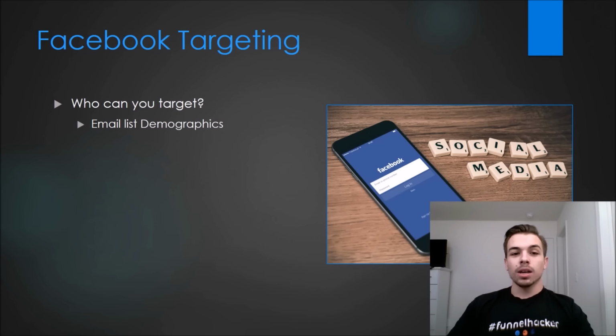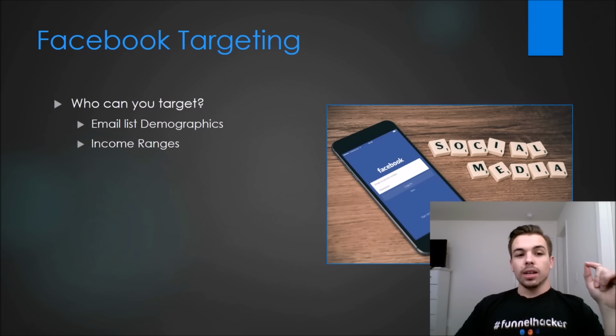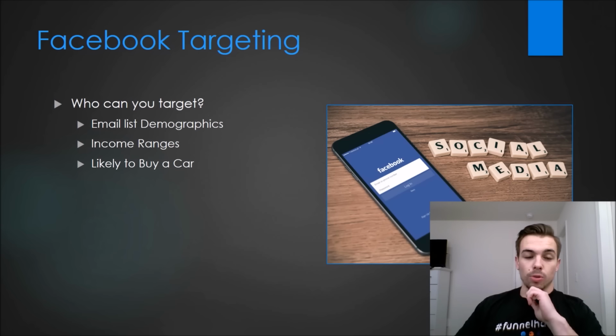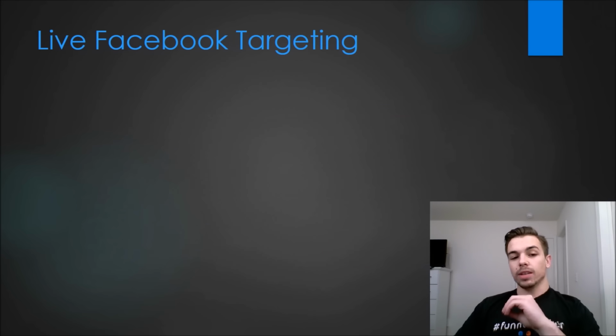So who can you target? You can target your email list. You can plug in your email list and create a lookalike audience off of it. You can target your income ranges, so if your cars are over a certain price, you can cut out the people who maybe can't afford it. You can target people who are likely to buy a car, new parents, website visitors, lookalike audiences, 75% video viewers.